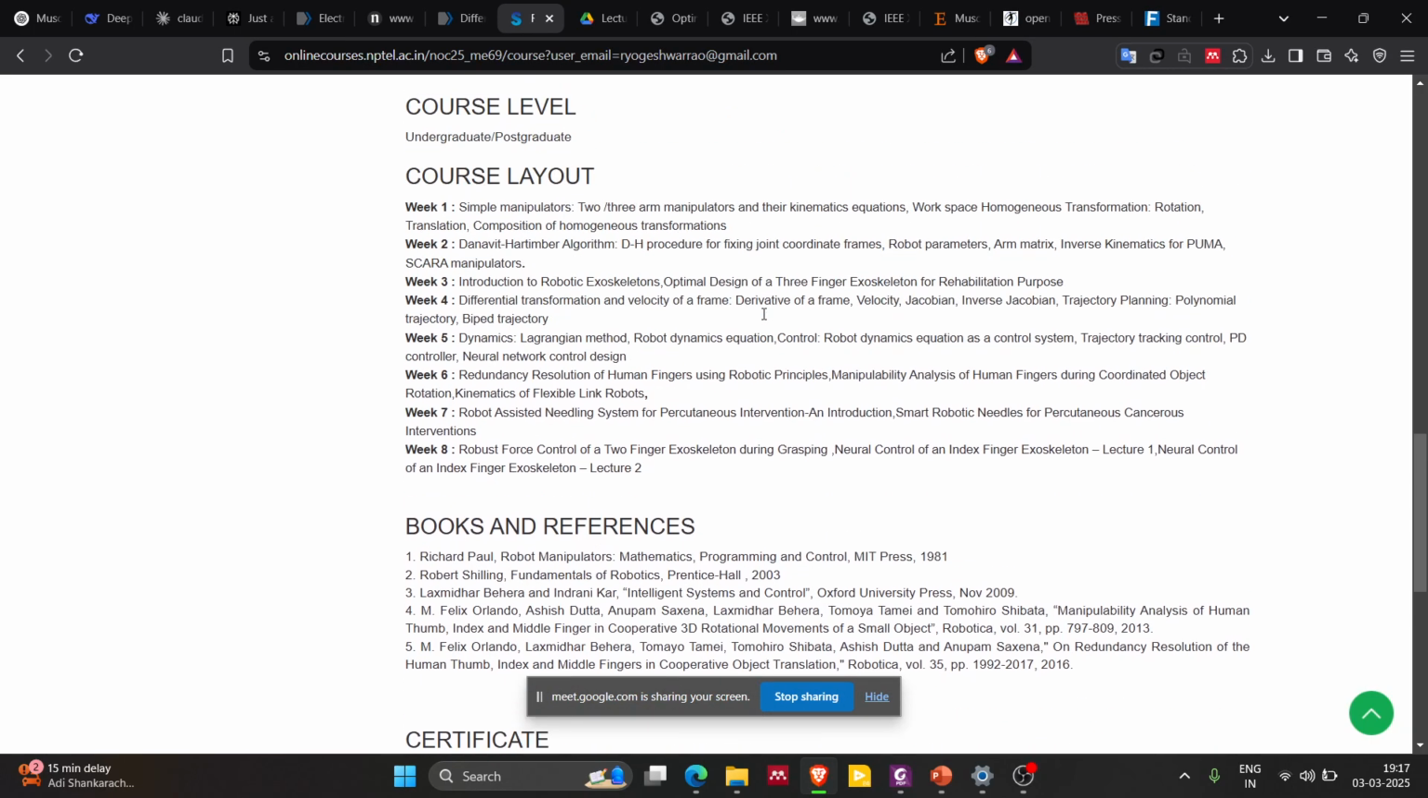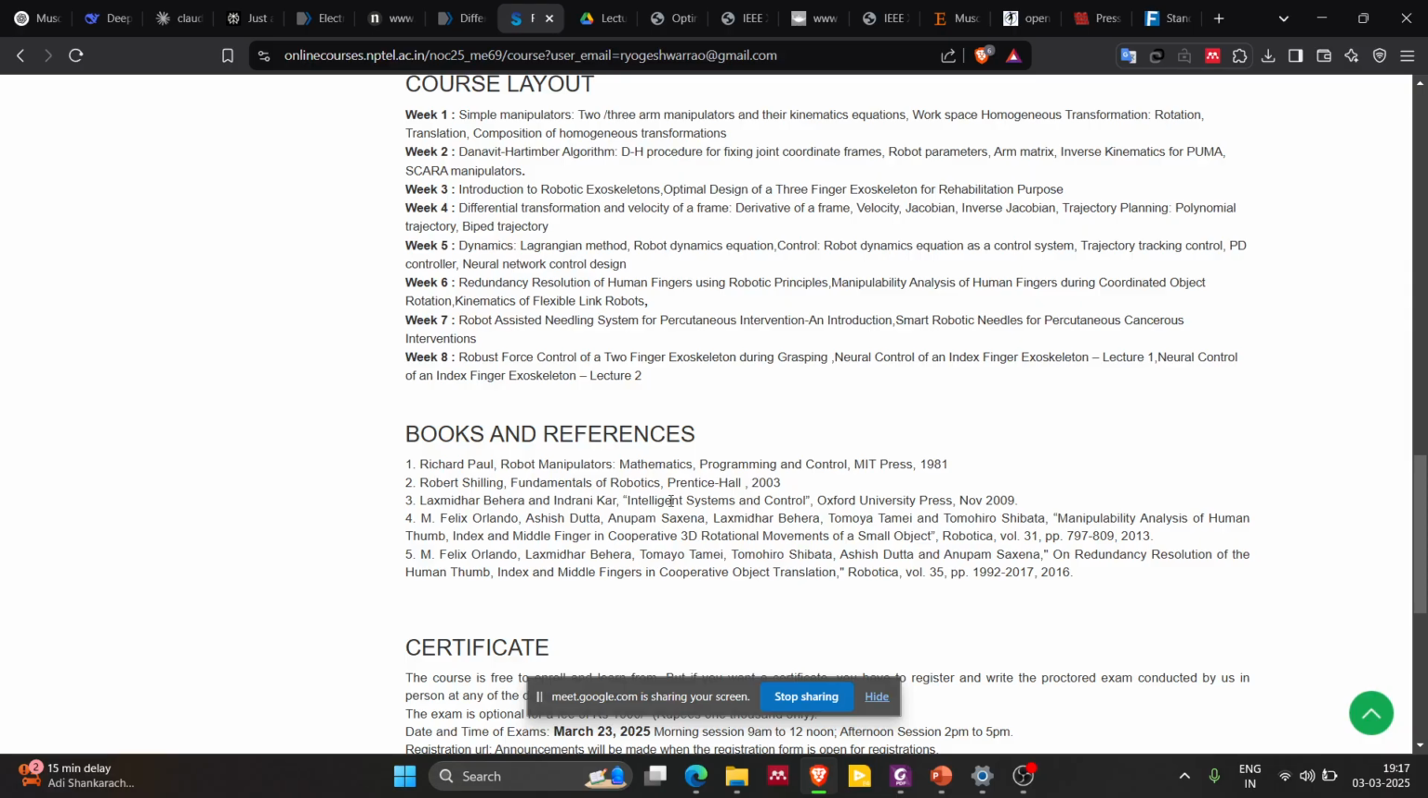And for Lakshmidhar Behra, Intelligent Systems and Controls, I think this book is specifically for the controls part. I won't press completely on it, but specifically regarding the control part, we are talking about this in week 6. Week 6 is all about those neural network things, or force impedance control kind of stuff. So for that, I would suggest going through this book.